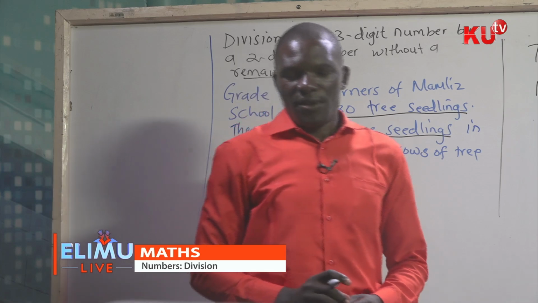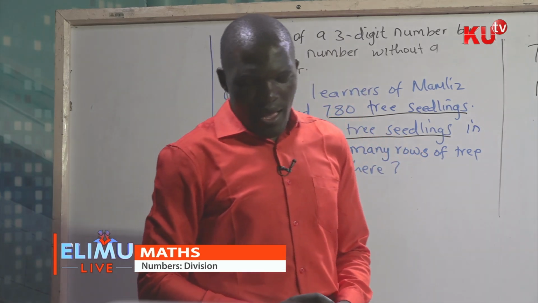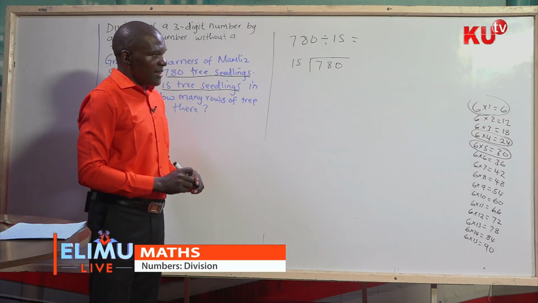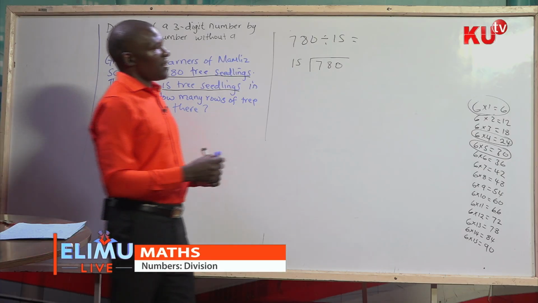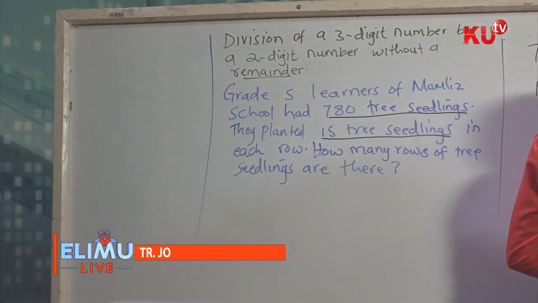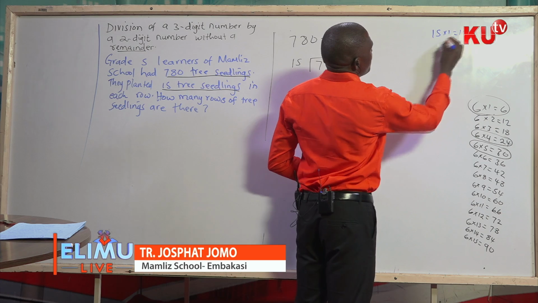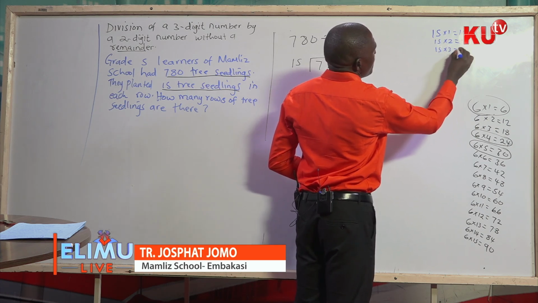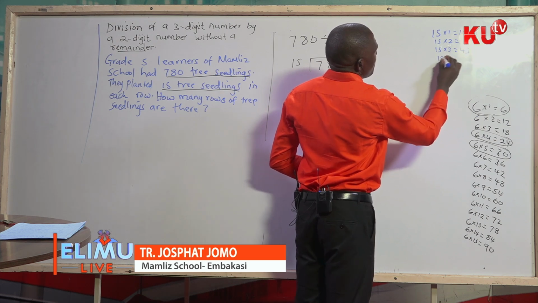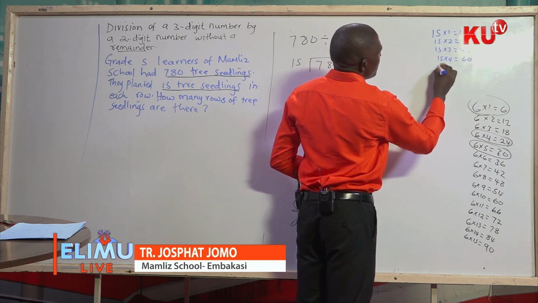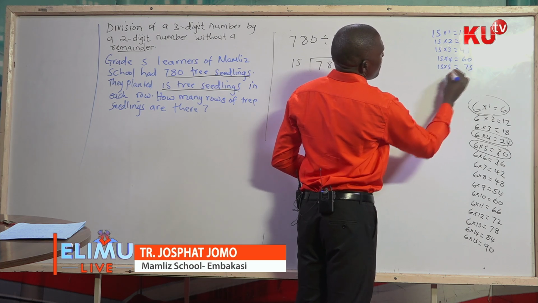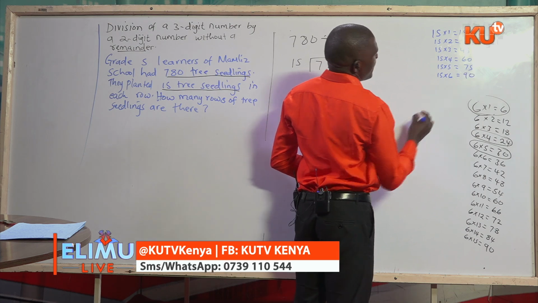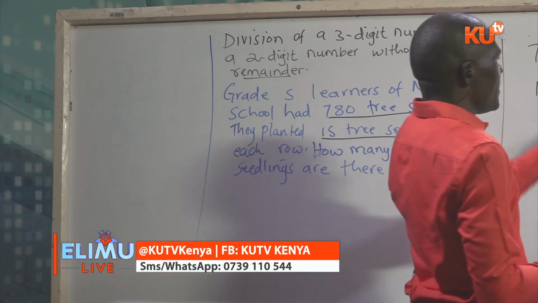Then ask yourself, how many times does 15 go into 78? That is from table 15. From table 15, you have 15 times 1, that is 15. 15 times 2, that is 30. 15 times 3, that is 45. 15 times 4, 60. 15 times 5, 75. 15 times 6, that is 90. And we are looking at 75.